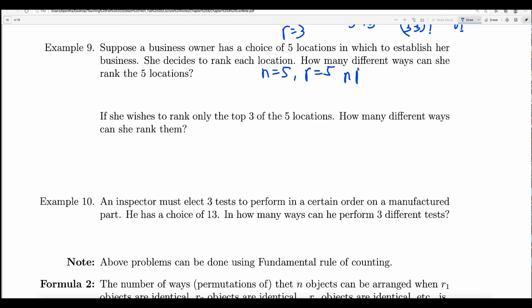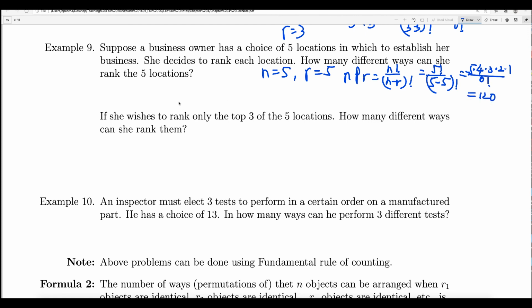nPr equals n factorial over n minus r factorial. That is 5 factorial over 5 minus 5 factorial. That will give you 5 times 4 times 3 times 2 times 1 over 0 factorial. That will be 120. This is one way of doing that.